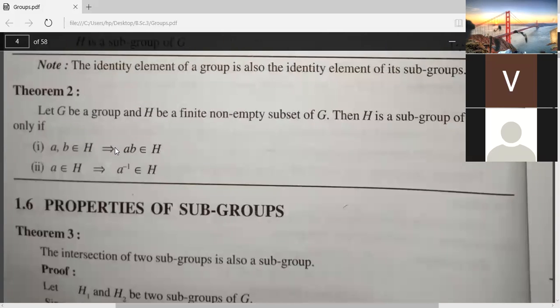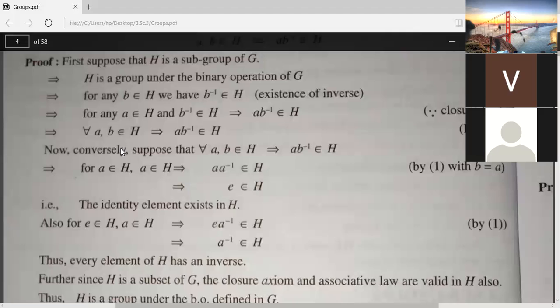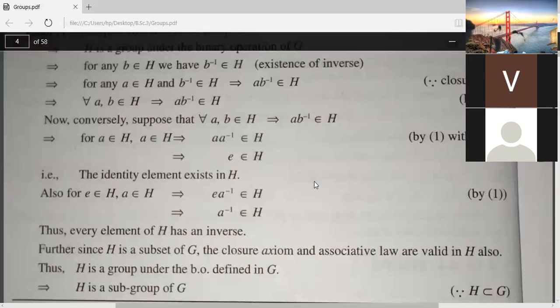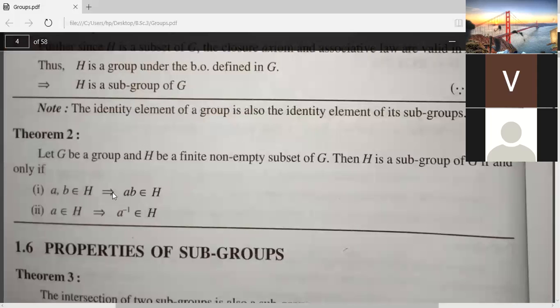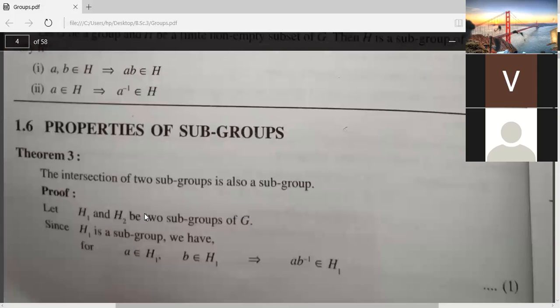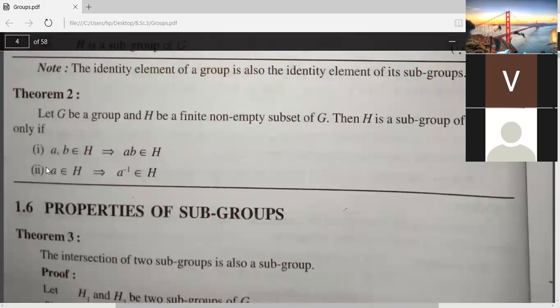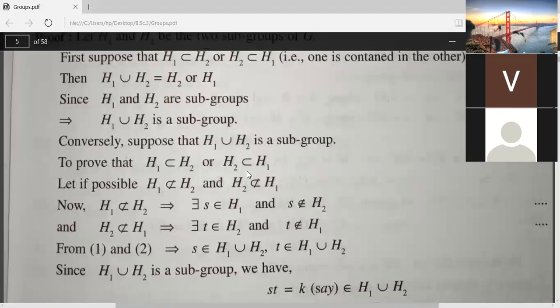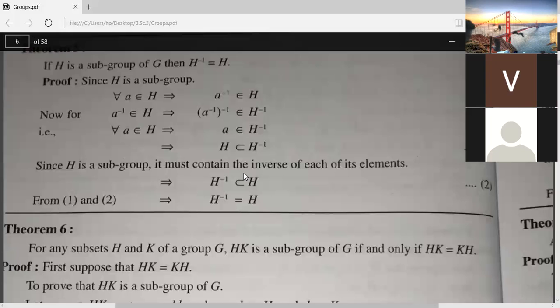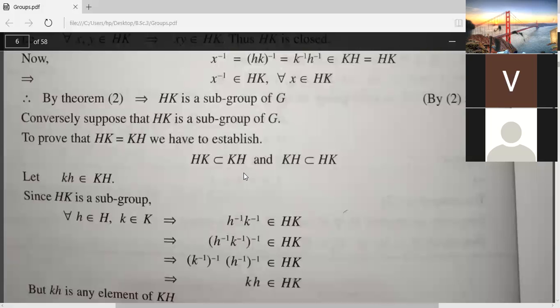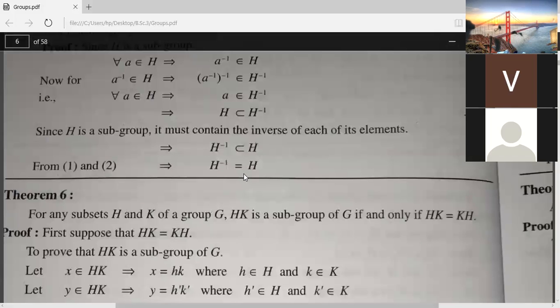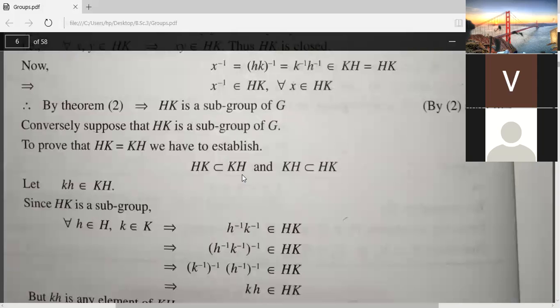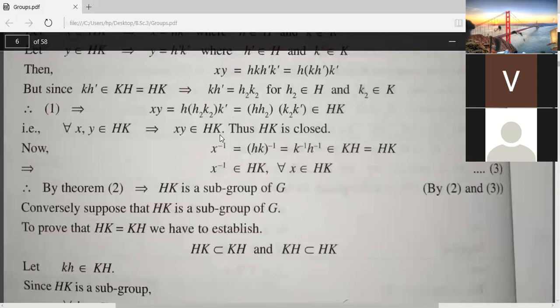I already told you, instead of proving the three or four properties, you can prove just either the first one, that is A, B belongs to H, you can write A B inverse belongs to H. And the second one is B belongs to H means AB belongs to H, A belongs to H means A inverse belongs to H. Now we are using theorem number 2 here. X, Y belongs to HK, X inverse belongs to HK. Now what we can say, HK is a subgroup of G.